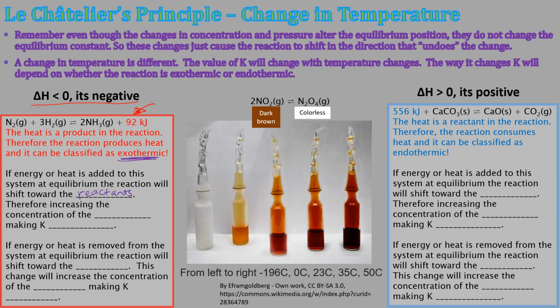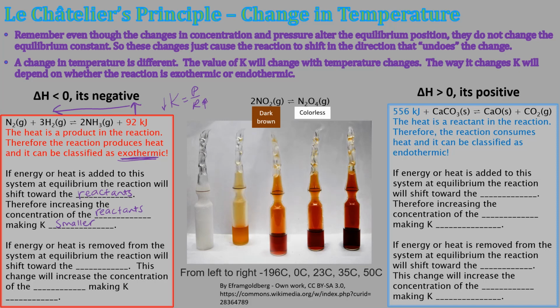And you can treat heat just like you would a reactant or a product. So if we're increasing heat, it's going to shift away from that increase back toward the reactants, and that's what we just said. Therefore, increasing the concentration of the reactants, because we're making more reactant because it's shifted towards the reactants, making K smaller. Because remember, your Ks are made by products over reactants. So if this gets bigger in the denominator, then K has to get smaller.